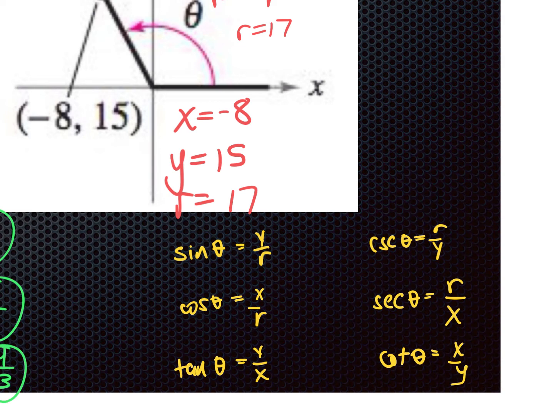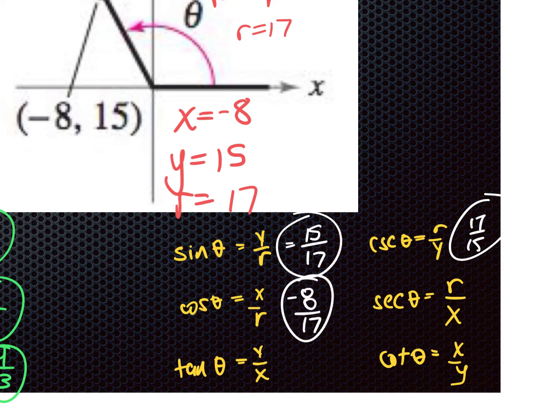All right, so tell me, what's the sine? Sine is 15 over 17, agreed? Okay, so what's our cosecant? 17 over 15, good. So cosine?